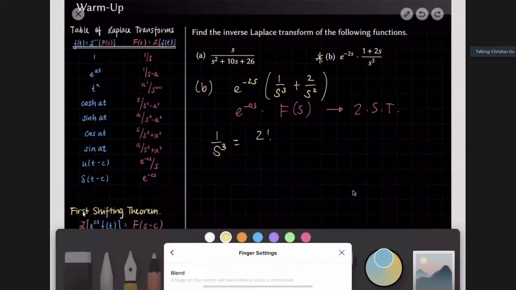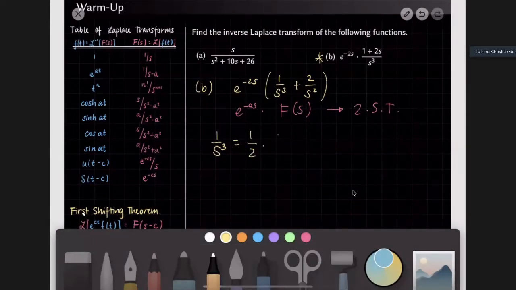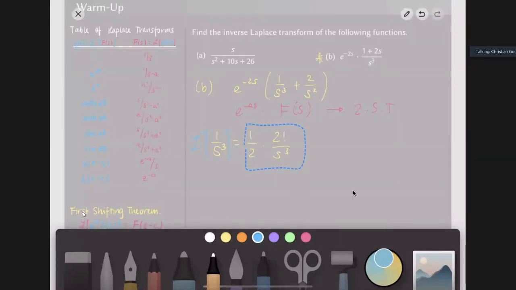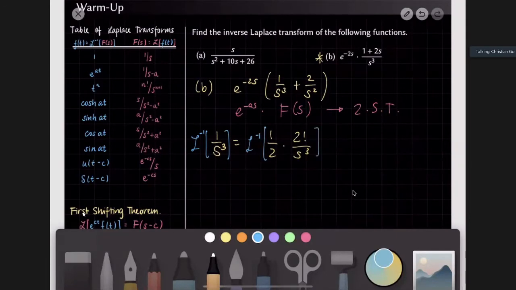I'll just rewrite that. The reason we want to do this is we want to use t squared. So this is just going to be t squared over 2. Maybe I should put the inverse Laplace sign so that we know what we're doing. The inverse Laplace of this is the inverse Laplace of this, and that gets me one half t squared. Good. What about the 2 over s squared? That's t. Just t. Any scalar? 2t. Yes, don't forget your 2, right?